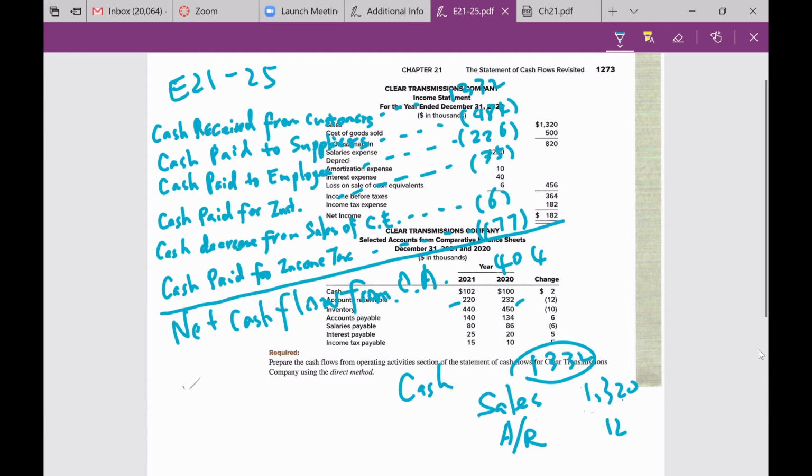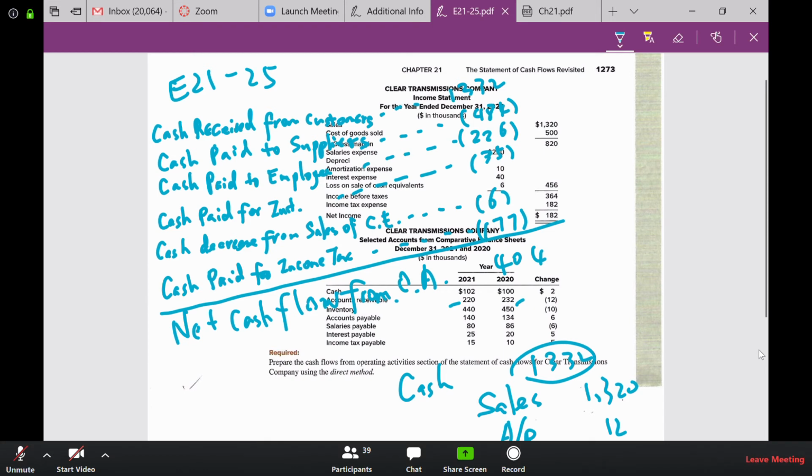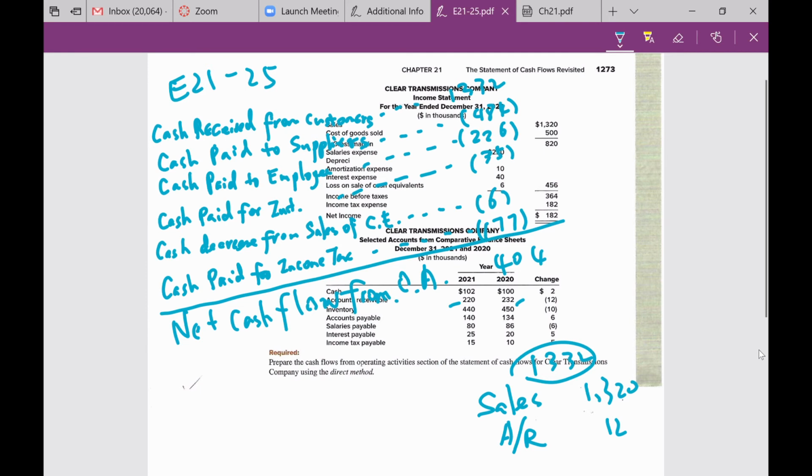Any question on that part? How come the balance in the cash account doesn't match the net cash flow from operating? Oh, because this is just operating. We don't have a lot of other information about investing and financing. Okay, I understand. You're okay with the first one, right? If not, we're going to erase it. Let's work on the second item.